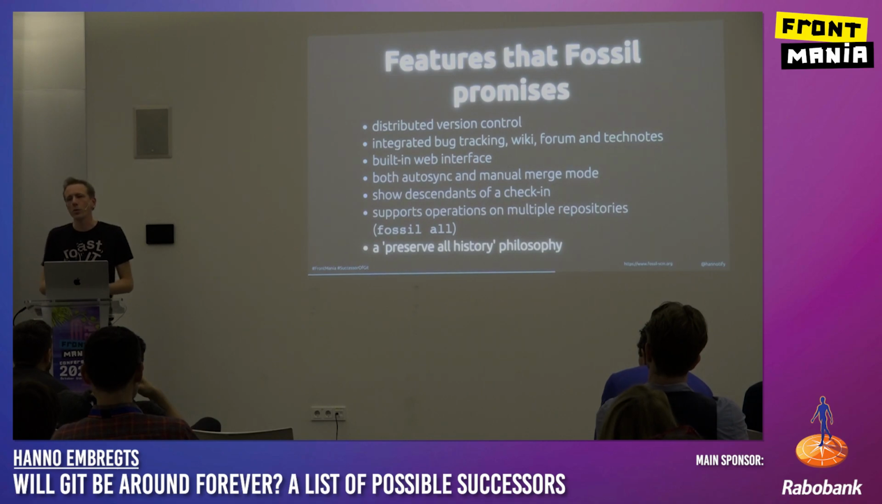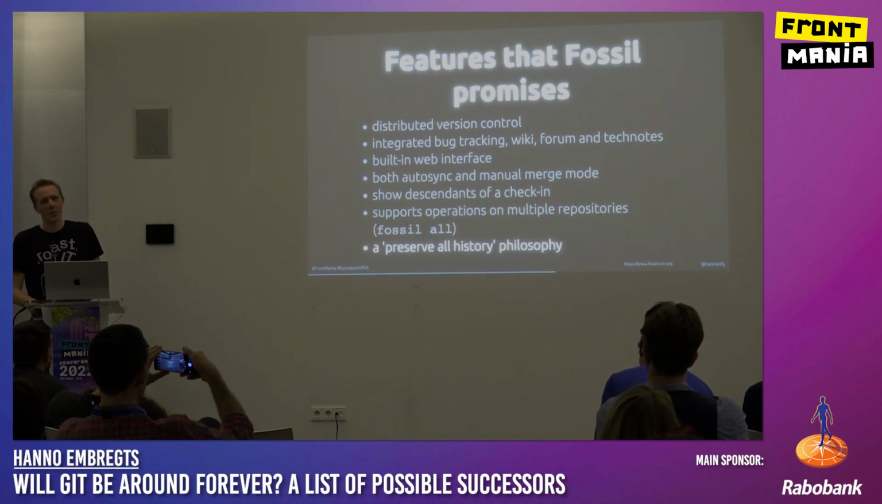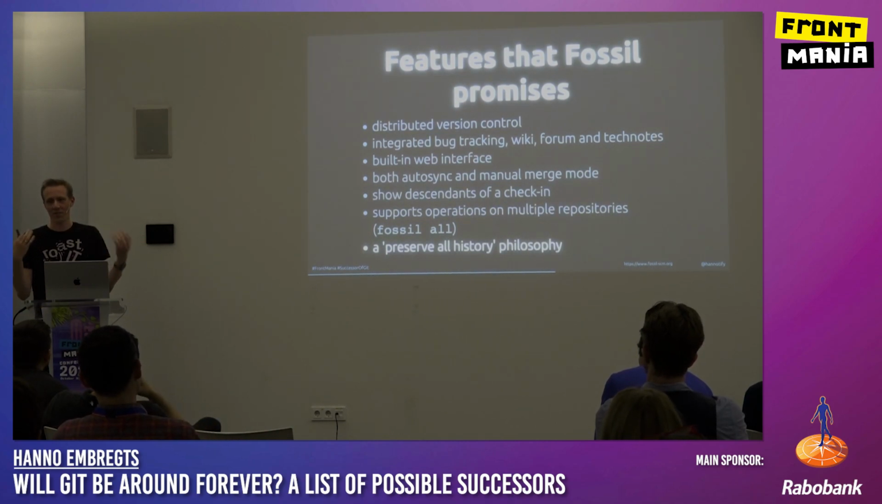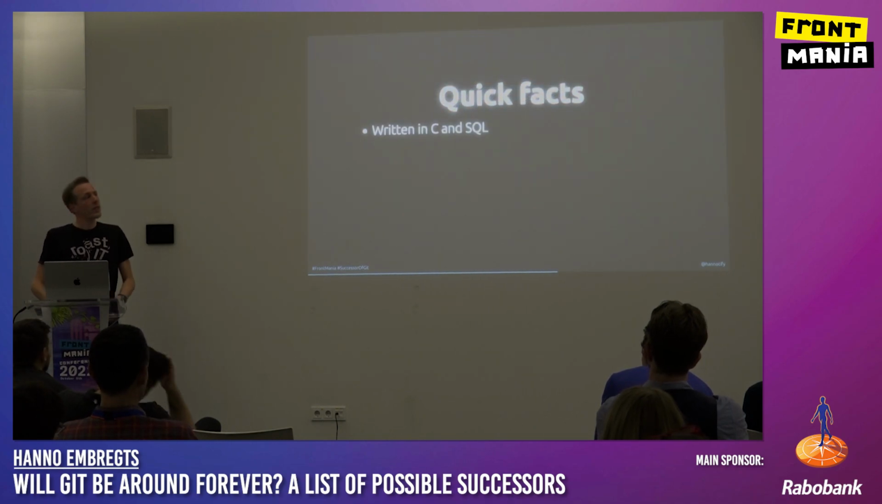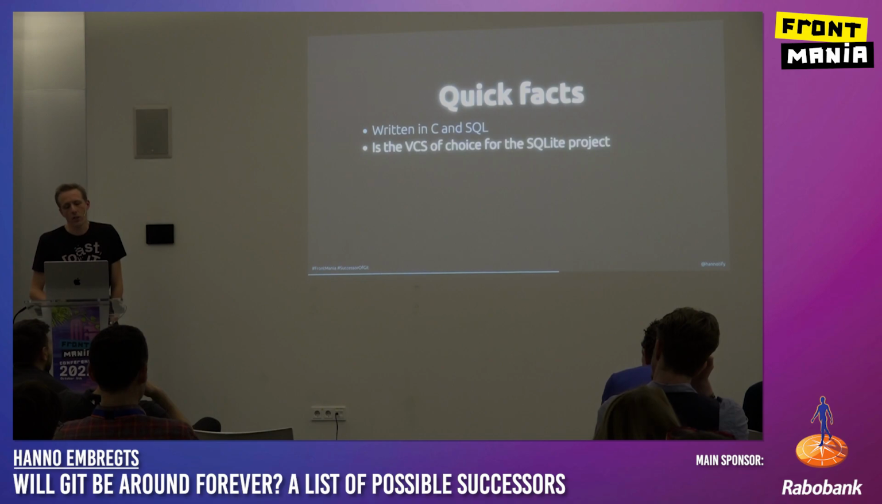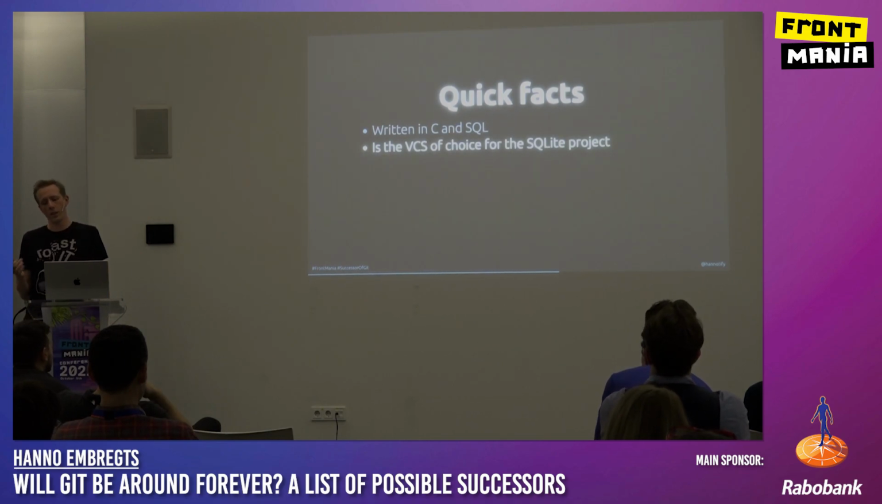Also, why would it be called Fossil? A very strange name for a version control system that could rewrite history. So no rewriting any history. Everything stays in the repository. It is written in C and SQL, and it was even specifically written for the SQLite project. So Fossil was written for the SQLite project to serve as a version control system.